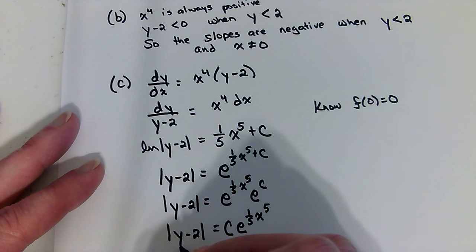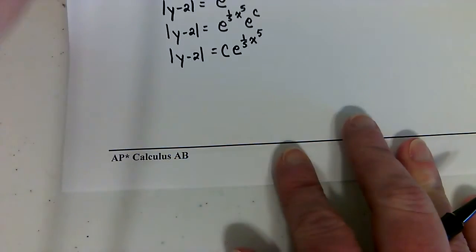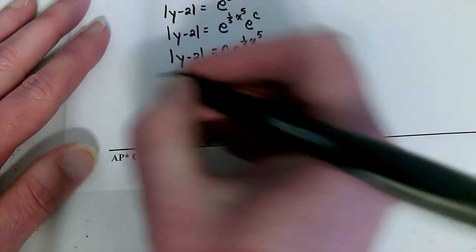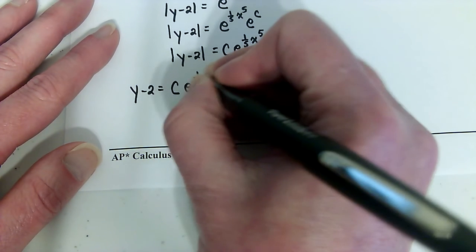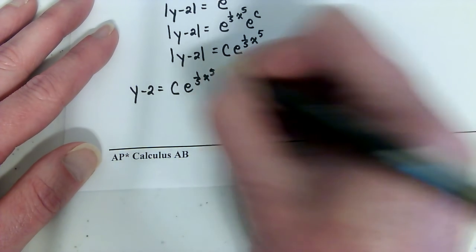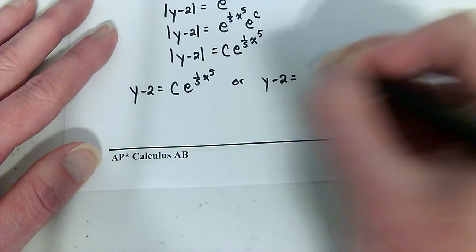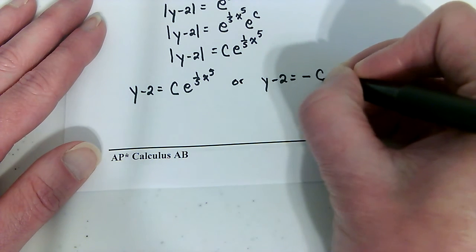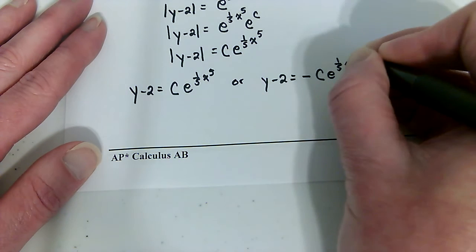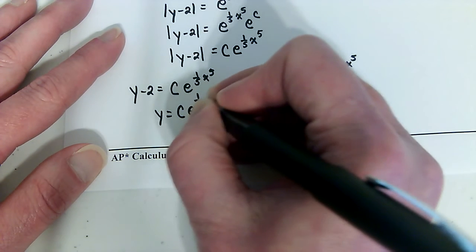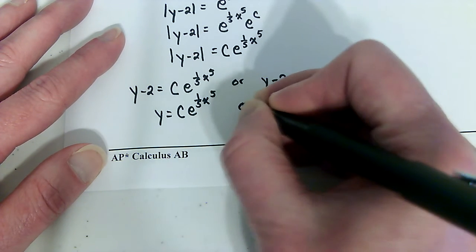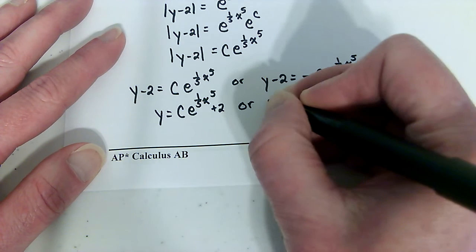When x is 0, y is 0. So remember, we have two options here. It's either positive or negative. So either y minus 2 equals positive, or y minus 2 equals negative. Oh, plus 2.